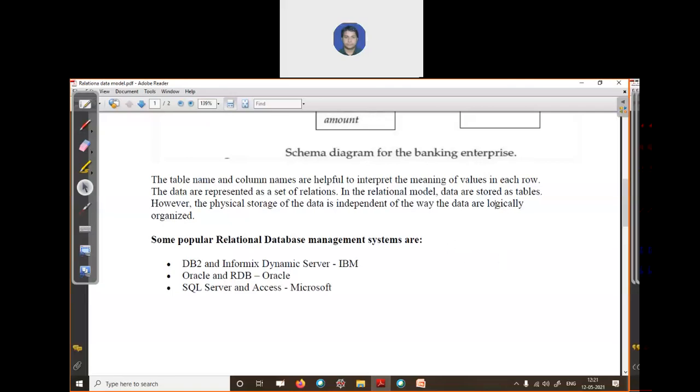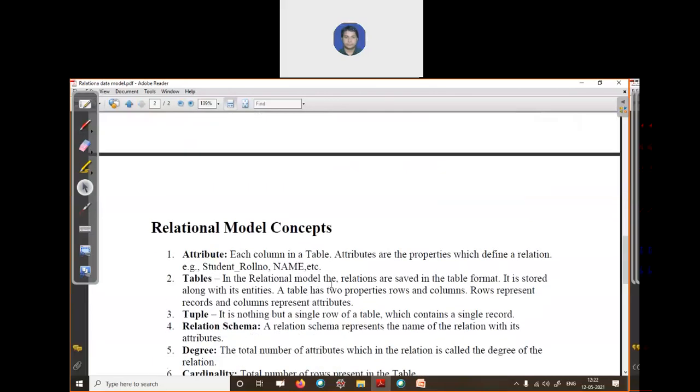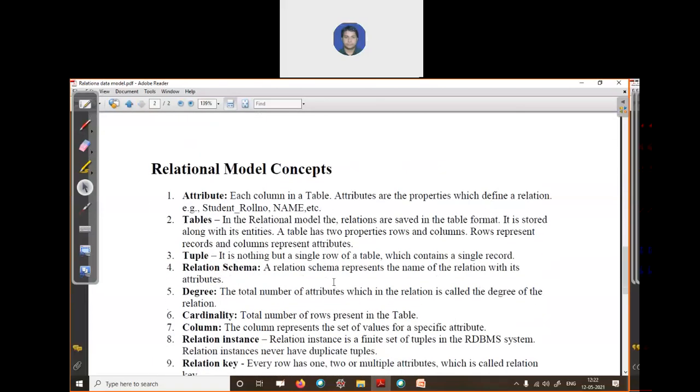Now, these are some important key points or concepts of the relational data model. First is the attribute. I'm sure you all know about the attribute. An attribute is a column of a table or a characteristic of an entity, what we've seen in the ER diagram. Student's roll number, student's name, student's age, student's address, all these are attributes, or the header of the table.